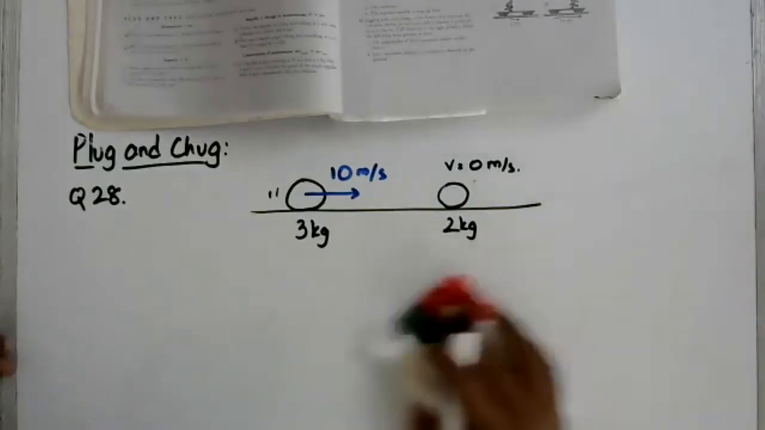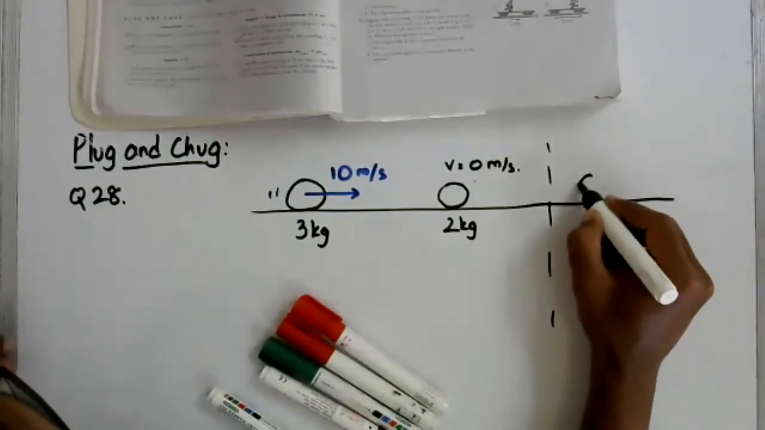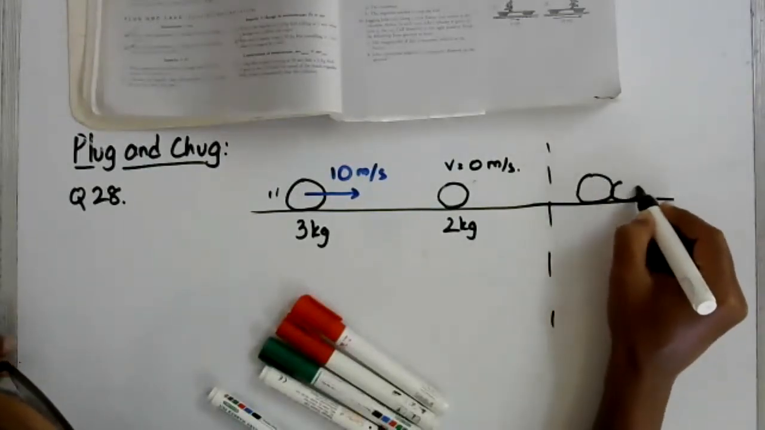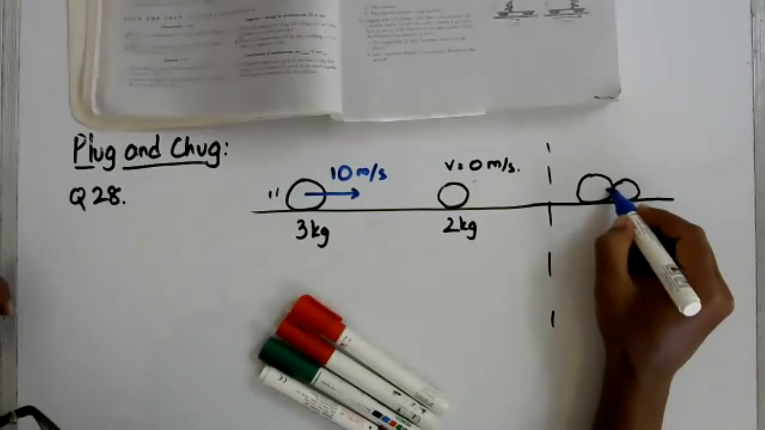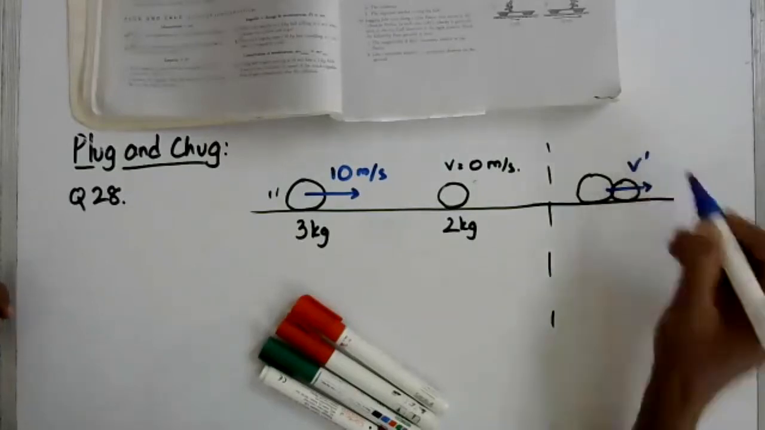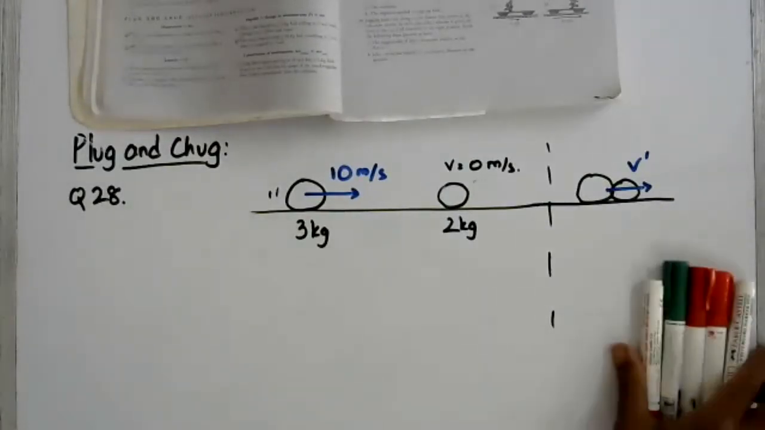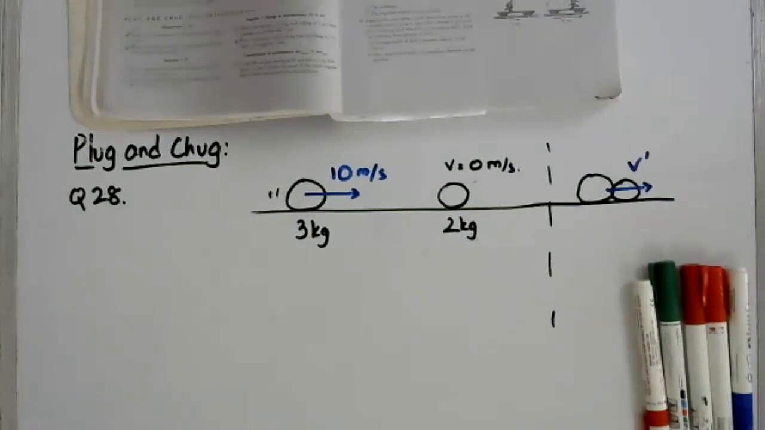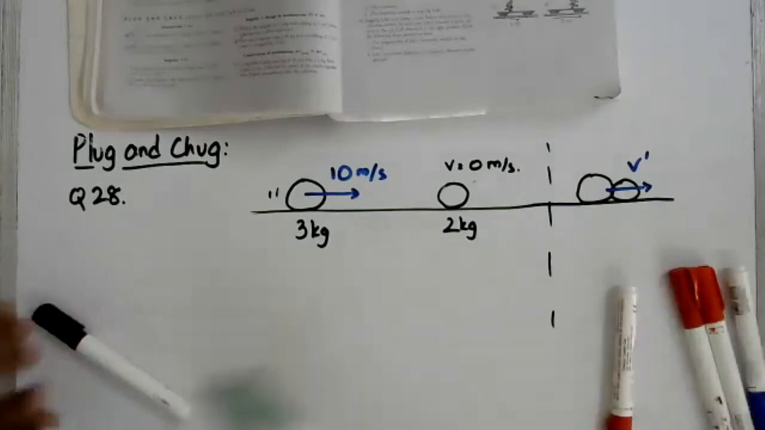What will happen afterwards is that the bigger blob of putty gets stuck with the smaller blob of putty, and they both move with some velocity. We have to find out that velocity, v prime. Is the situation clear? Yes, sir. You can use the bowling ball concept, double the mass, half the velocity. Exactly, but in this case it's not double, because this is 3 kilograms and this is 2 kilograms.